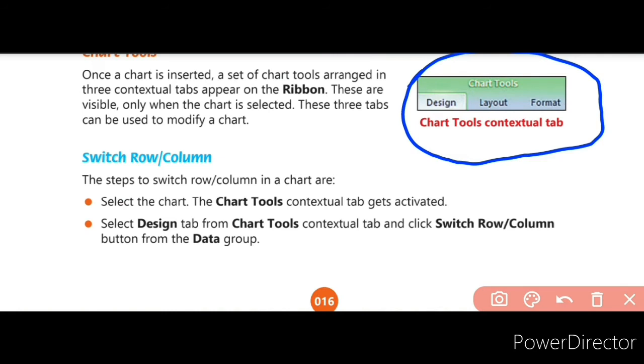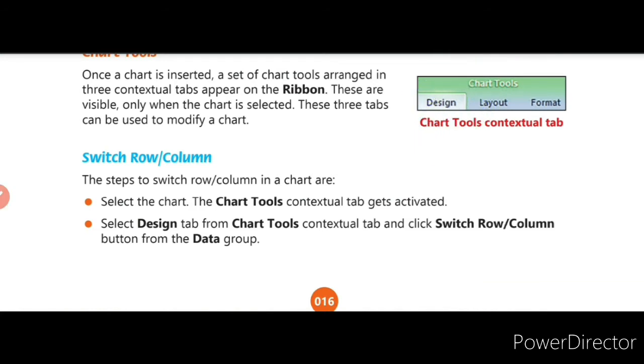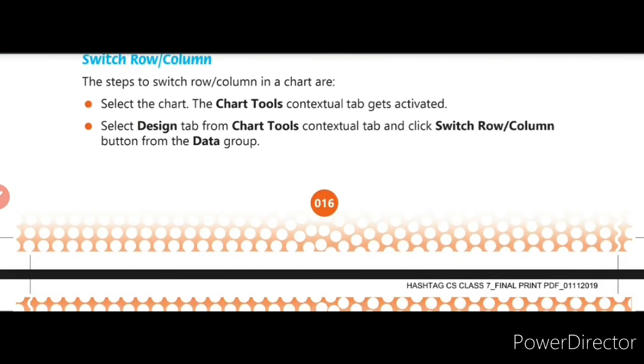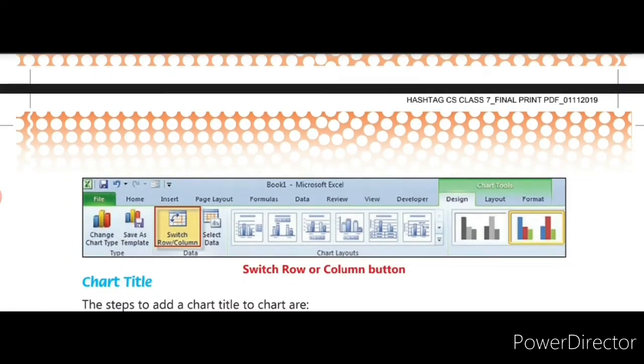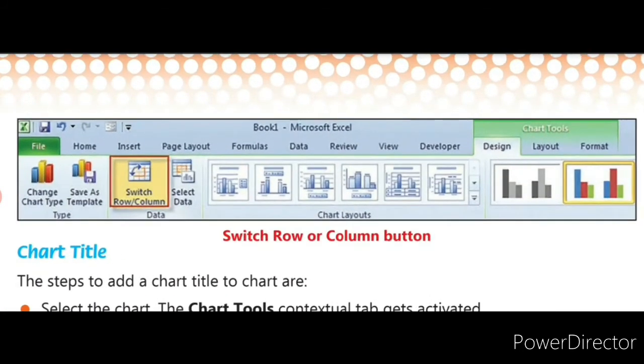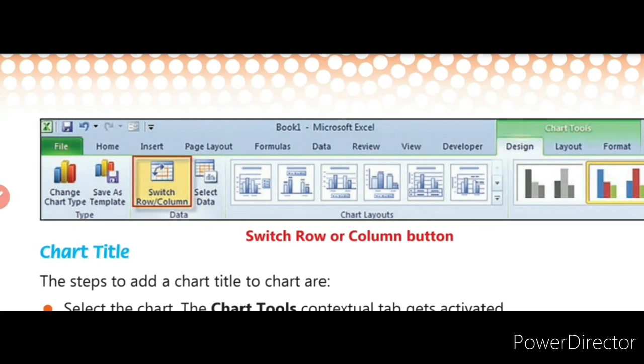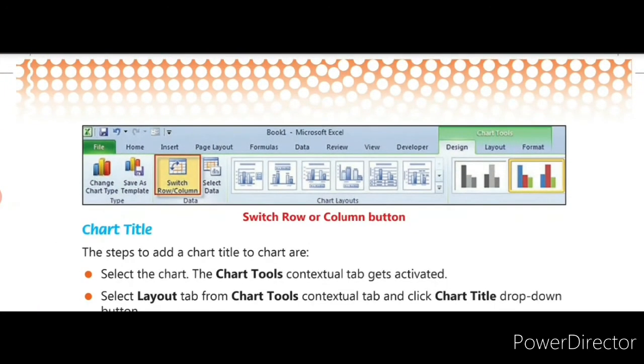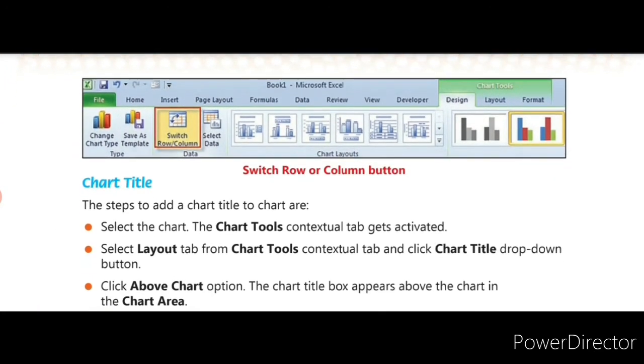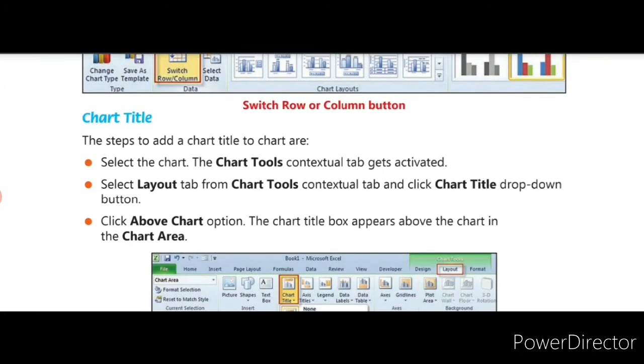From this tab you are going to select the design tab. To click the switch row or column button from the data group, see here, after selecting the design tab, you will see this window. Here you are going to click switch row or column from the data group. This is how we are going to switch row or column. Next we will see how to use the chart title.